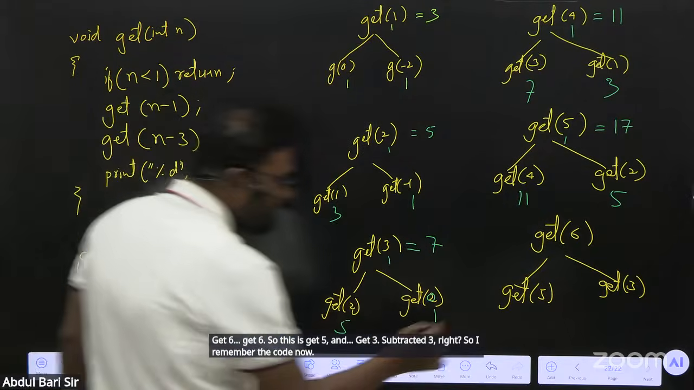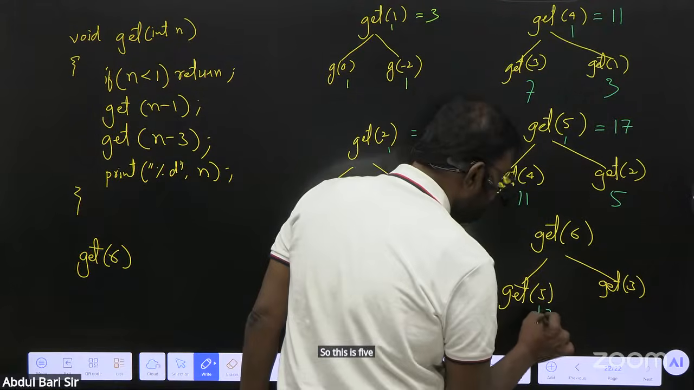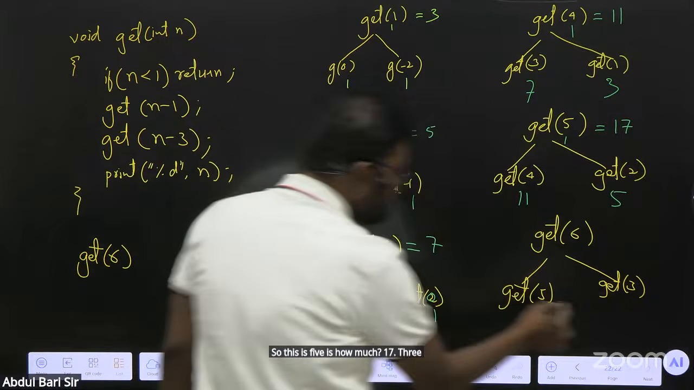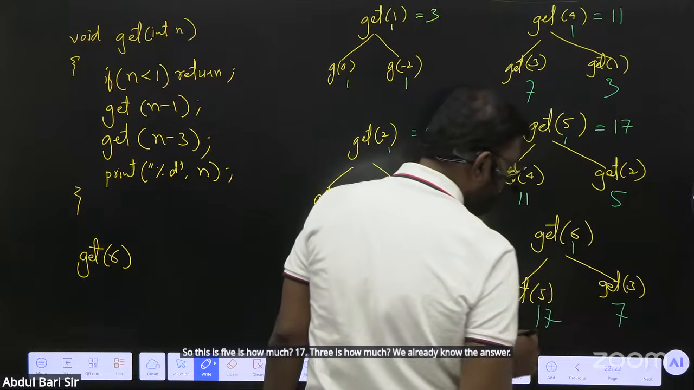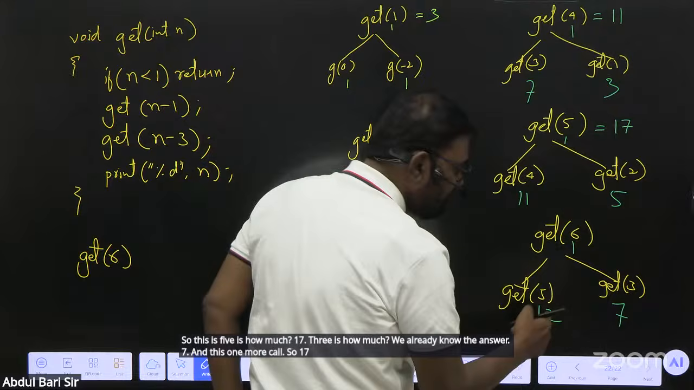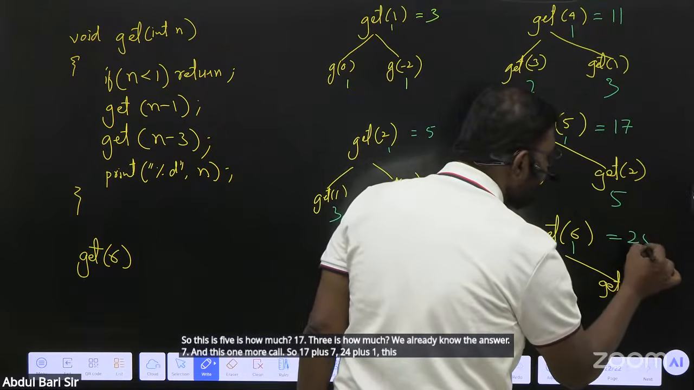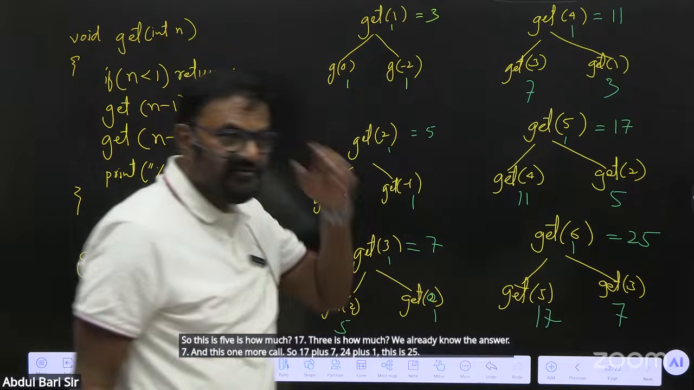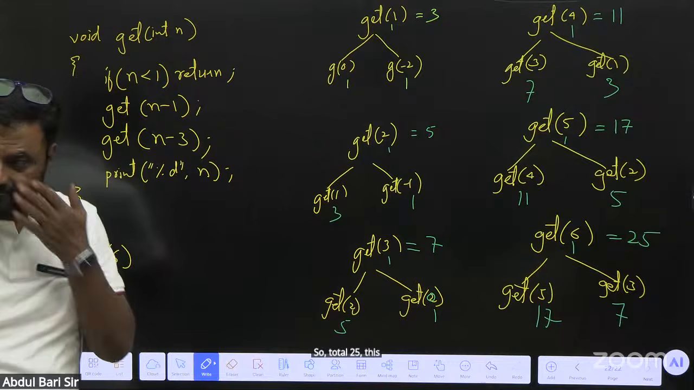So 5 is how much? 17. 3 is how much? We already know the answer, 7. And this one more call. So 17 plus 7, 24 plus 1, this is 25. So total 25, this is the answer.